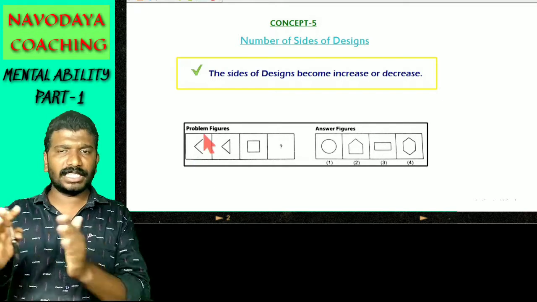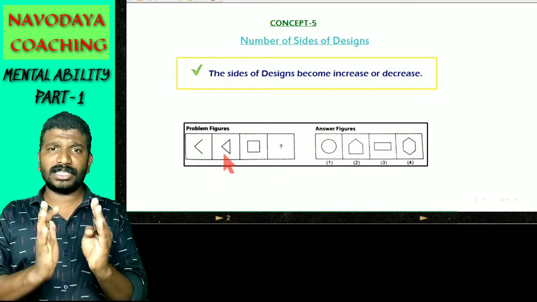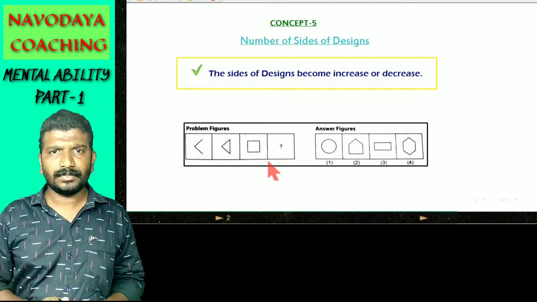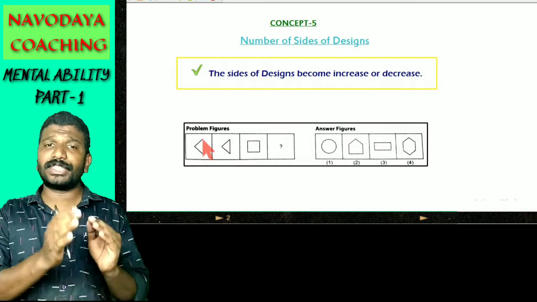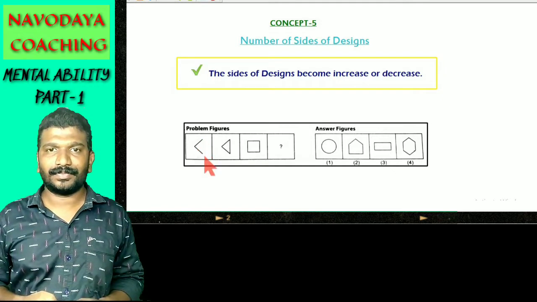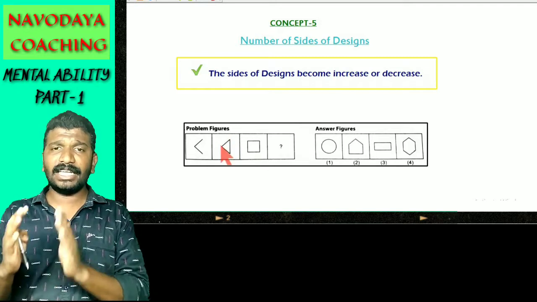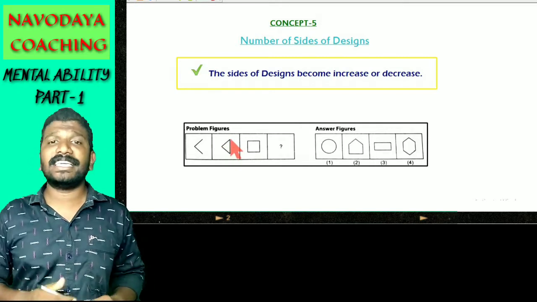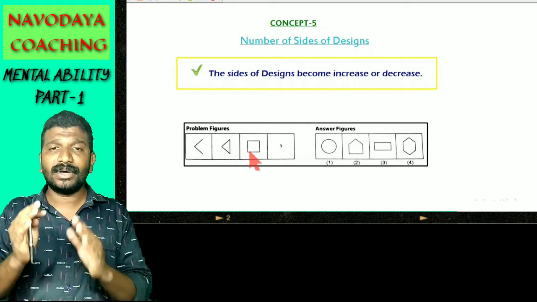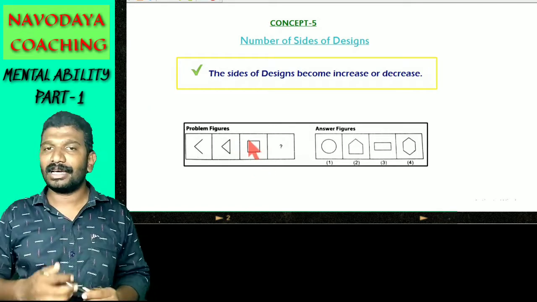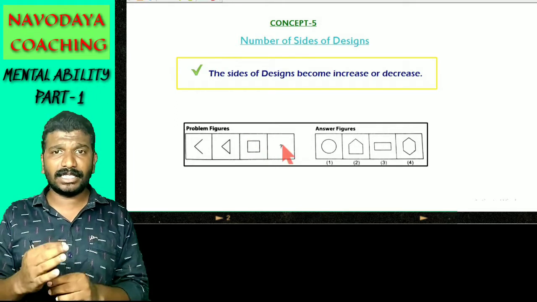We have the problem figures and the answer figures. There are 4 boxes in the problem figure. In the first box, there is a figure formed with 2 lines, means 2 sides. In the second figure, the figure is formed with 3 sides. And the third, the figure is formed with 4 sides. Then automatically we can check the answer.